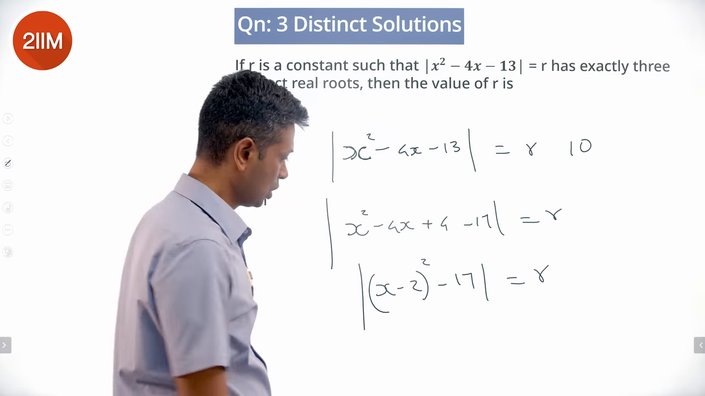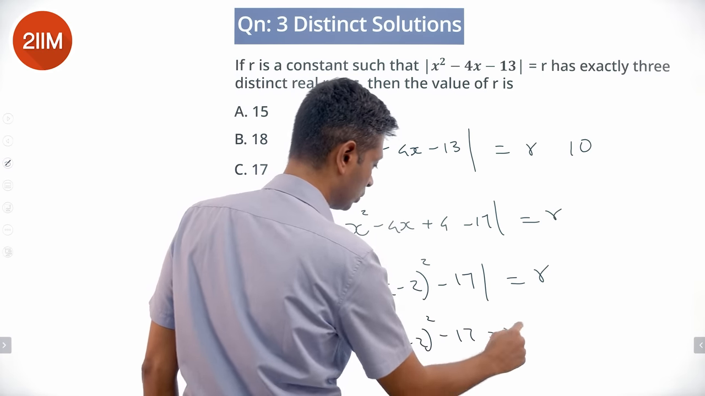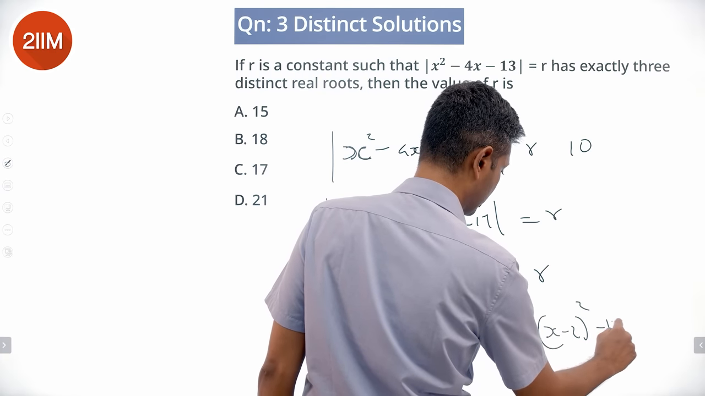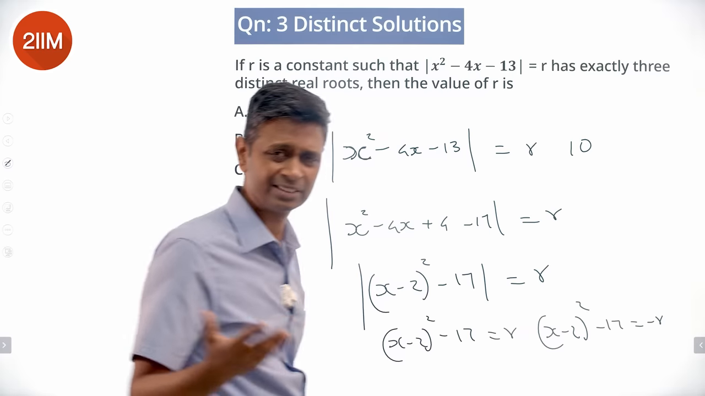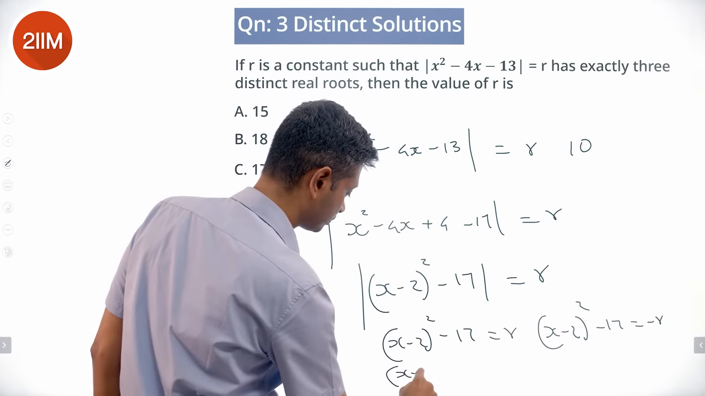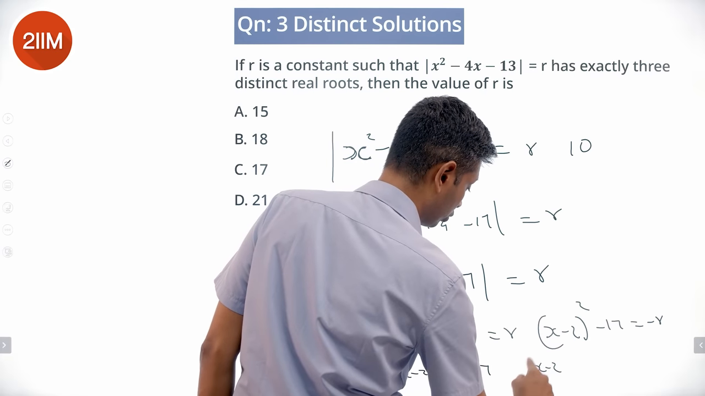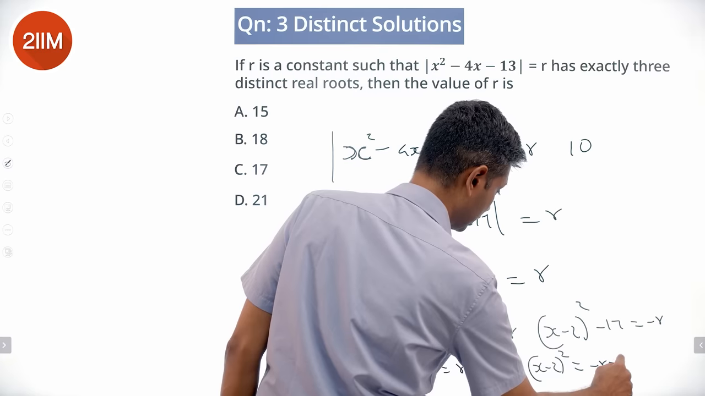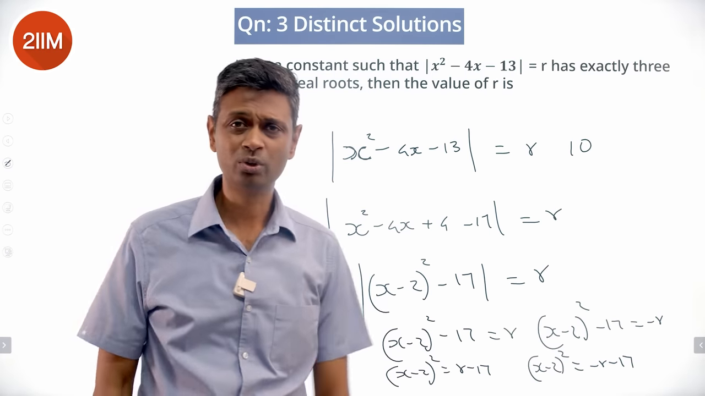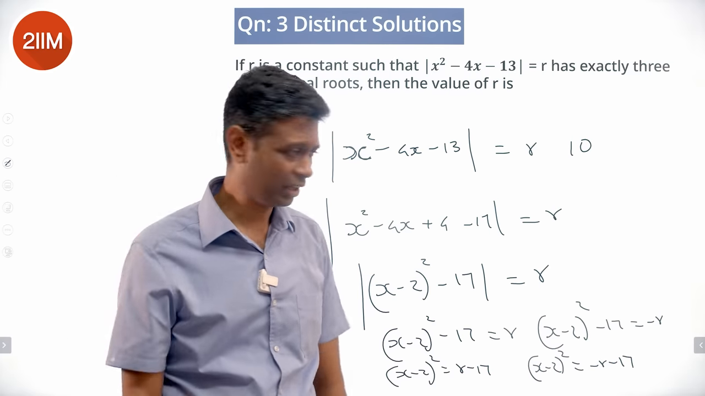|x - 2|² - 17| = r. Or (x - 2)² - 17 = r, or (x - 2)² - 17 = -r. This is what you're solving for effectively. Or (x - 2)² = r + 17, or (x - 2)² = 17 - r. This could give us two roots. One of these two gives us only one root, x is only 2. That's effectively what we're trying to solve for.